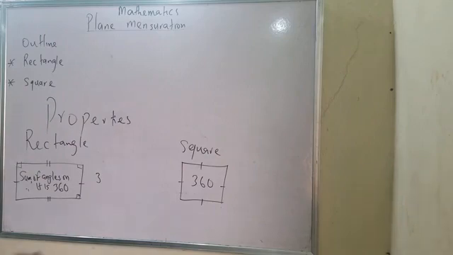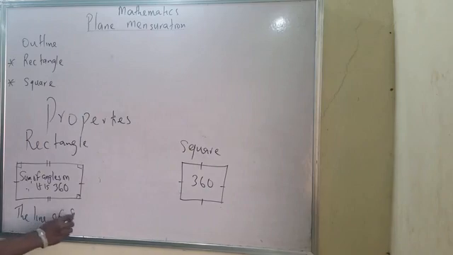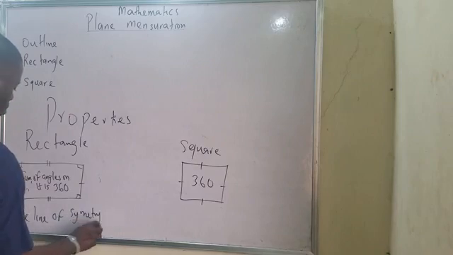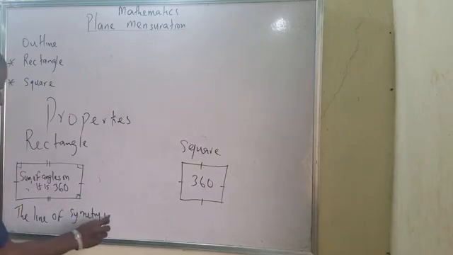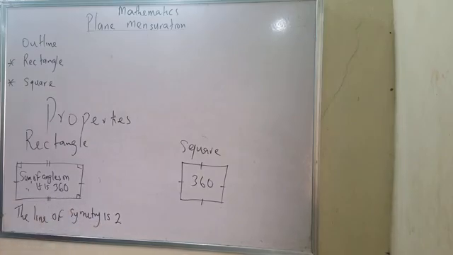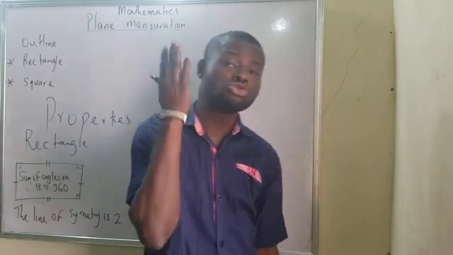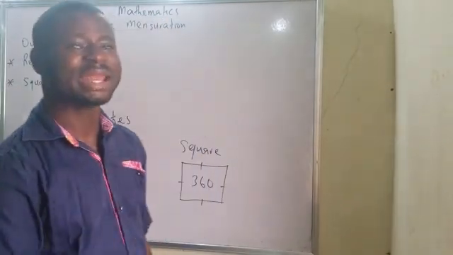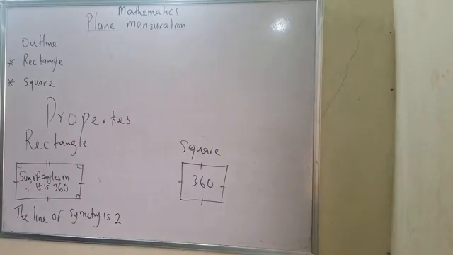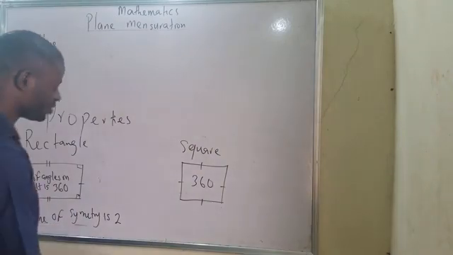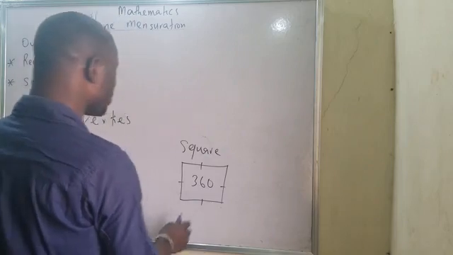Also, you need to know the line of symmetry. For a rectangle, the line of symmetry is 2. It means a line that divides the particular plane shape into 2 equal parts. A line that divides this shape into 2 equal parts, we call a line of symmetry.